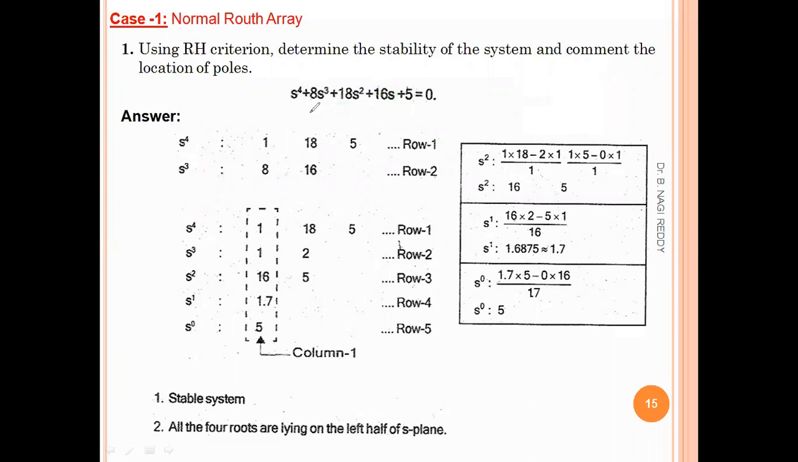Okay, now we have got a characteristic equation. There are no missing terms here. S power 4, starting from 4, 3, 2, 1, 0. So all the s powers are there. So we can construct a Routh array for this characteristic equation. The highest power is s power 4. So we can write the s power 4 row. The row 1 name is s power 4. Of course, from s power 4 to s power 0, we can go like this for constructing the Routh array.